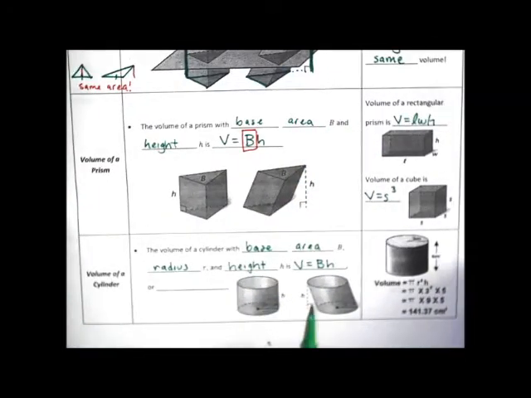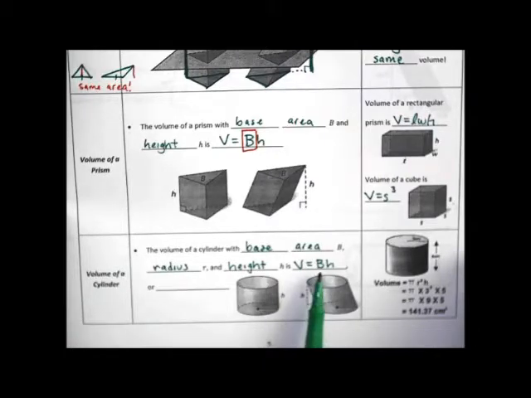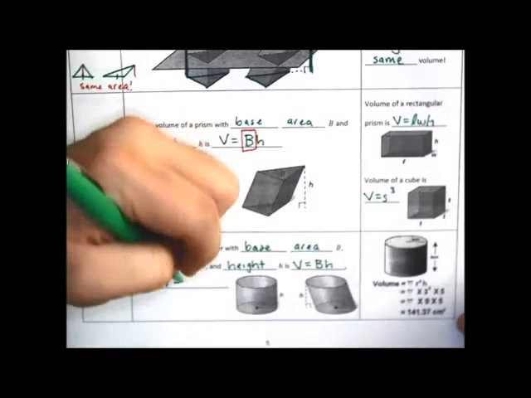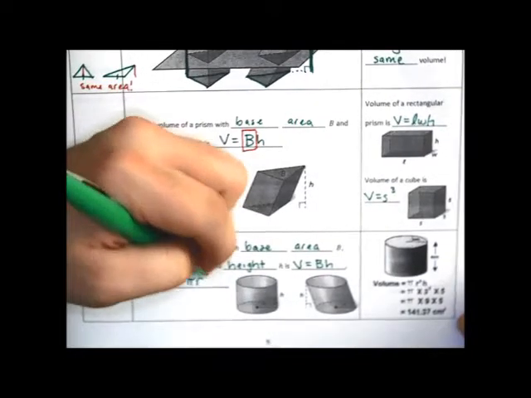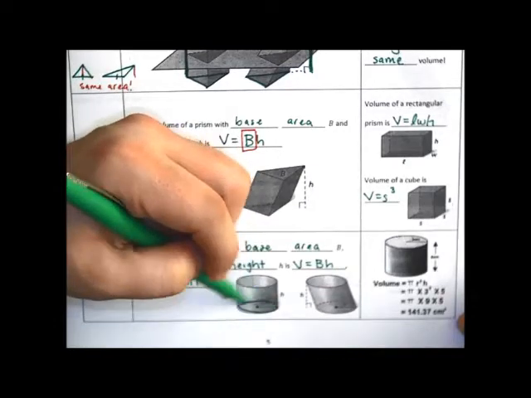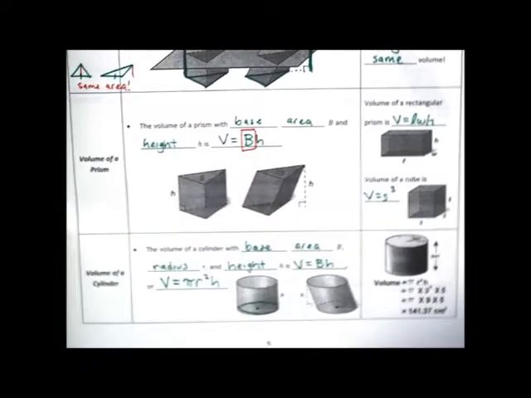But what do we know about the base area of a cylinder? Well, that base is a circle, and we know that the area formula for a circle is pi r squared. So really, we can always say that the volume of a cylinder is pi r squared, because that's the area of a circle, which is the base, times height.